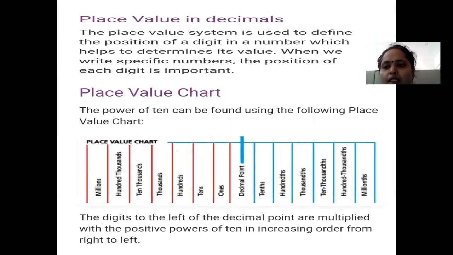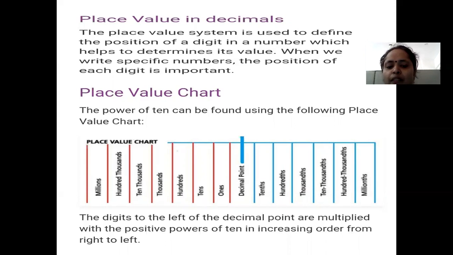The place value system is used to define the position of a digit in a number which helps to determine its values. When we write specific numbers, the position of each digit is important. Place value chart, we have the decimal point in the middle. Next, we have ones, tens, hundreds, thousands, and 10,000s, 100,000s, millions. After the decimal, we have tenths, hundredths, thousandths, ten-thousandths, and hundred-thousandths.